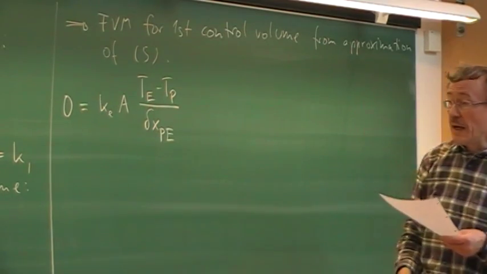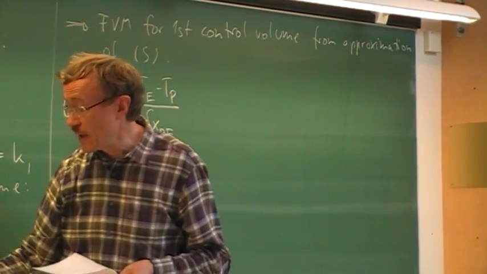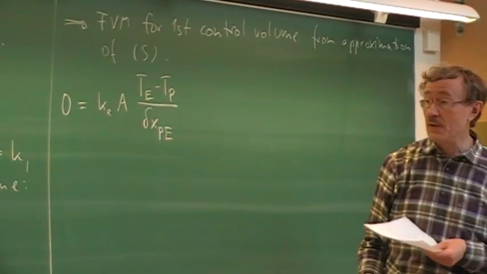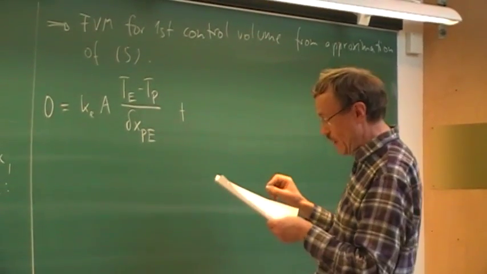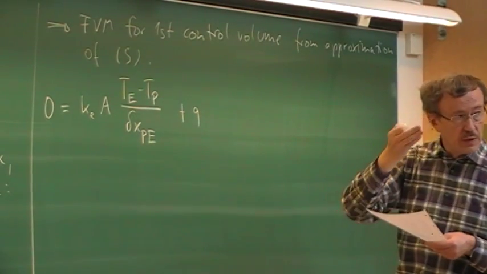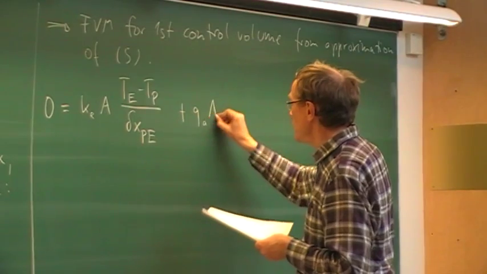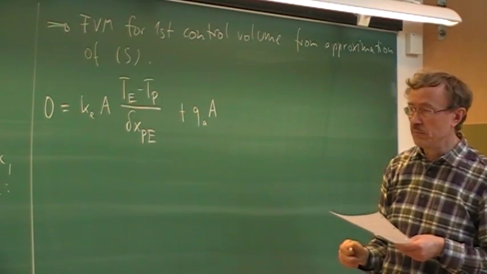And then we have minus Ka dT/dx at the western face. And we see this is QA. So we use here equation 26. That is the heat flux over the western face that we need here, QA, the given heat flux at the left boundary, times the area A.